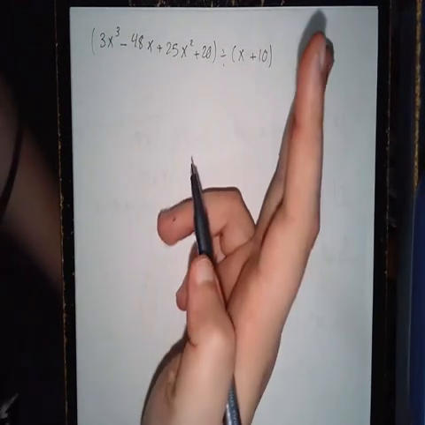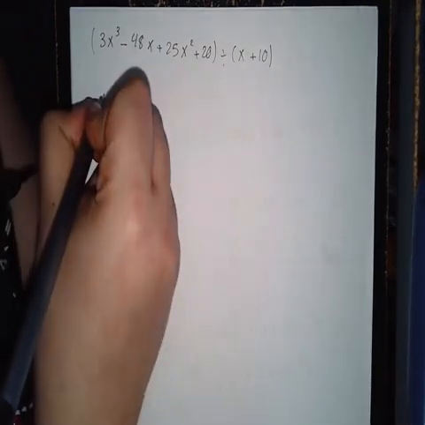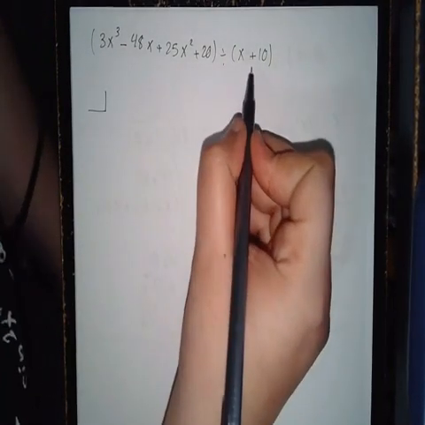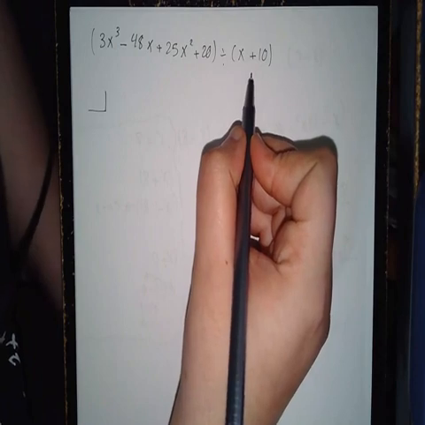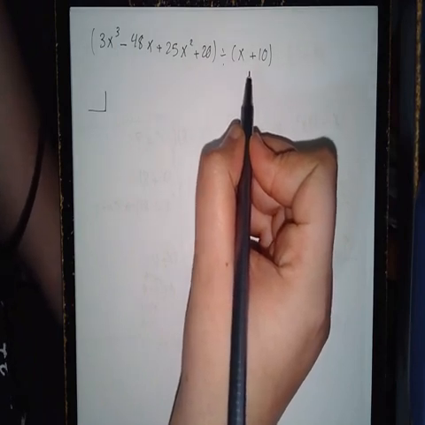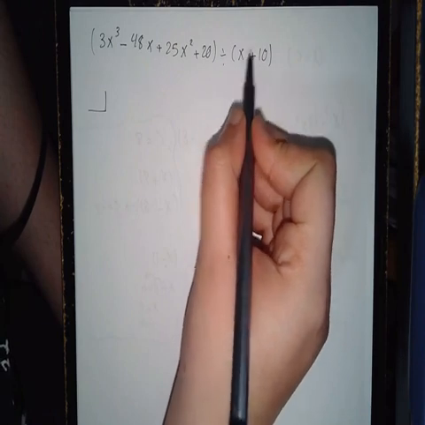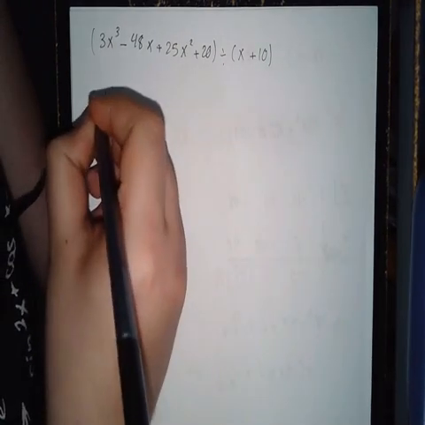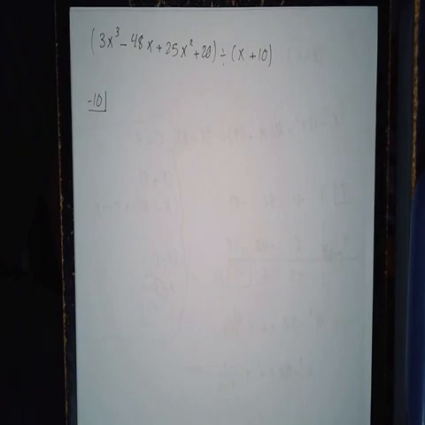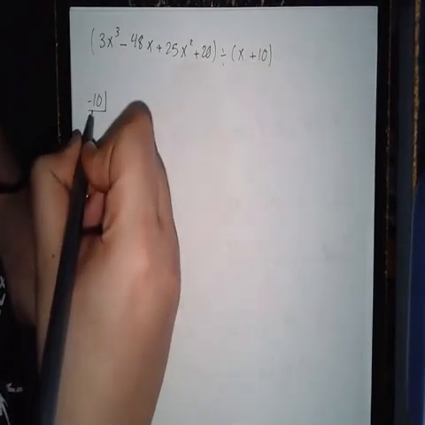So, there are two things you need to notice about this one. First one is that the value inside the box is going to be what? Since the form is x minus c, the fact that over here you have x plus 10 means that the 10 is going to be what? Negative in here, right? So, that means that this here is going to be negative.